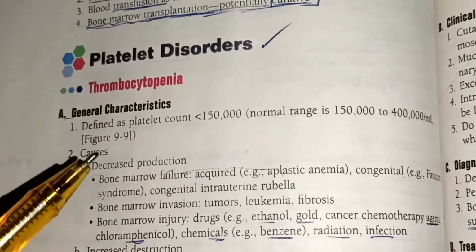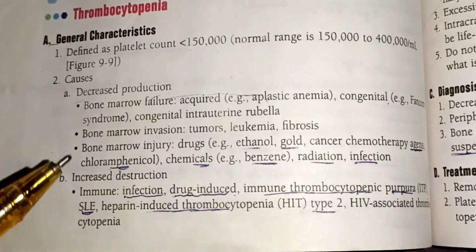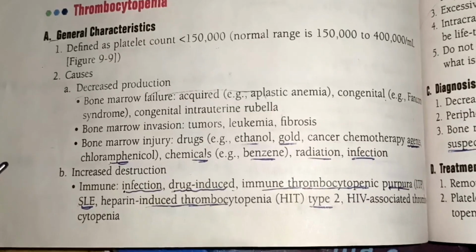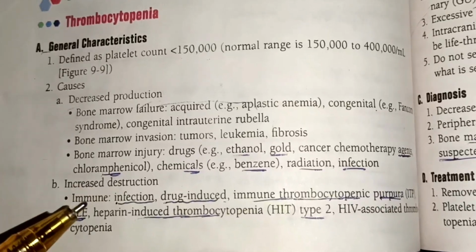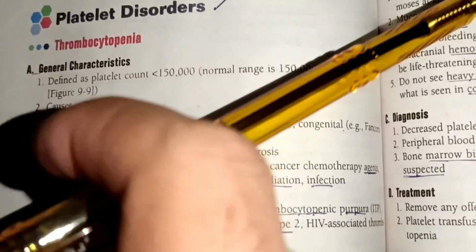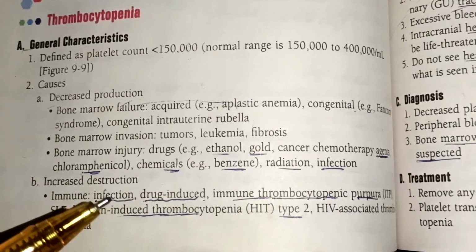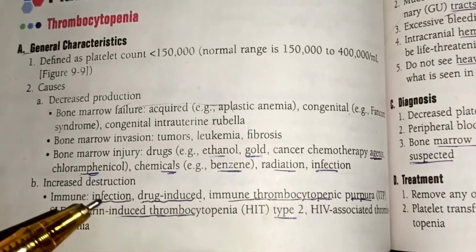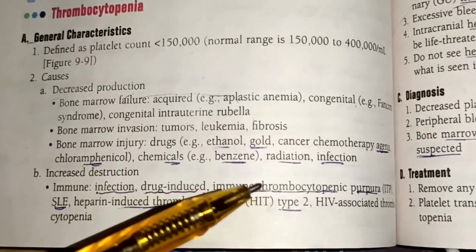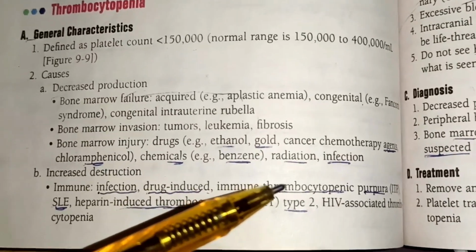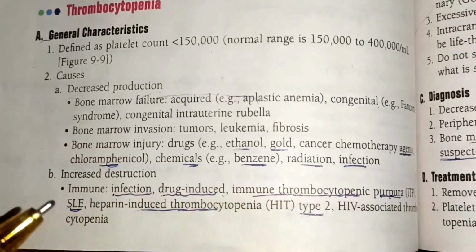The second cause of thrombocytopenia is increased destruction, in which the platelet production is normal, but increased destruction of the platelets occurs. There are two causes that come under increased destruction: one is immune, the other is non-immune. The immune causes include infection and drug-induced destruction. The platelets can be destroyed by infection, can be destroyed by drugs, and there is also immune thrombocytopenic purpura (ITP), which also causes destruction of the platelets.